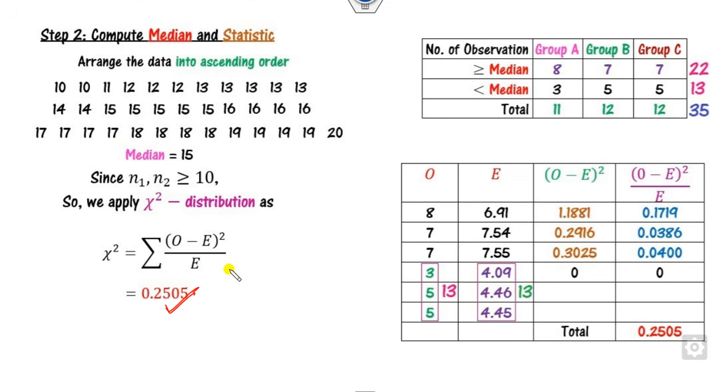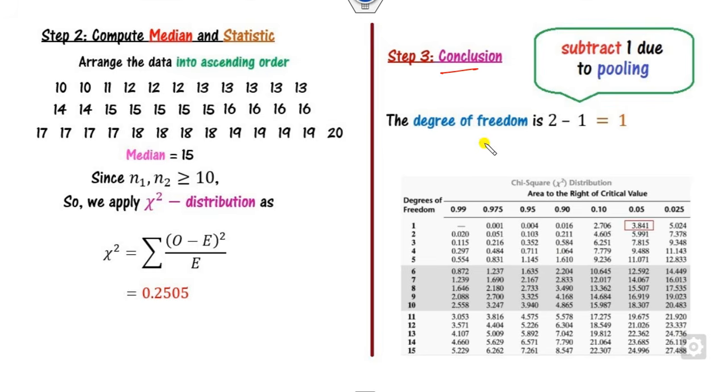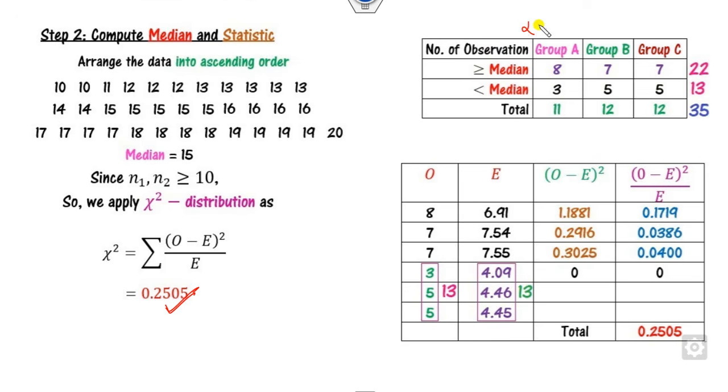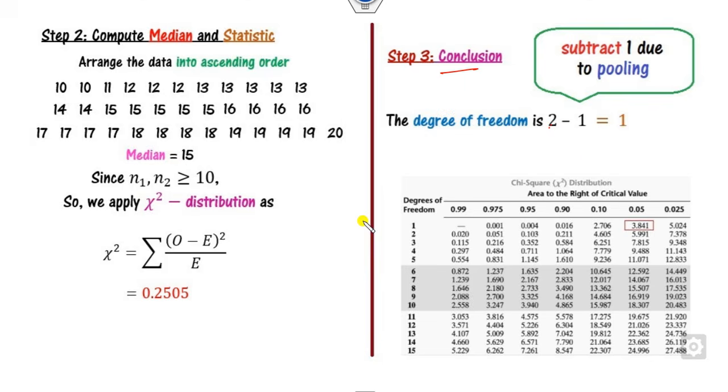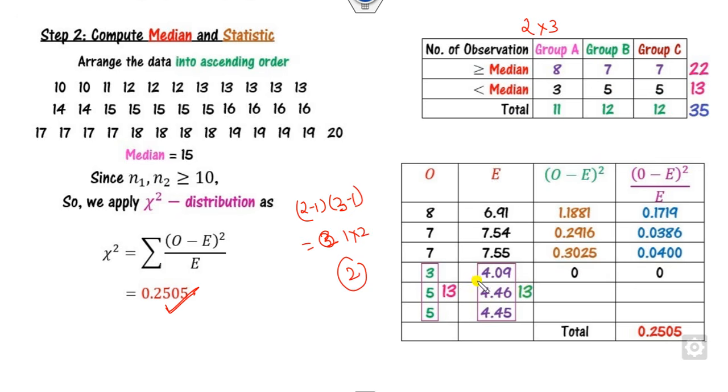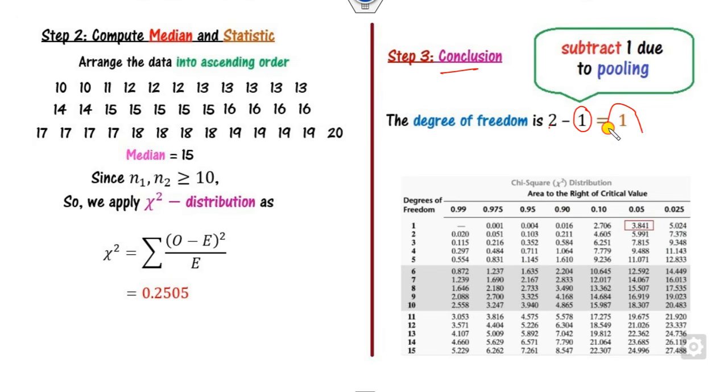Now this is my step number 2. Now you have to take the conclusion. The degree of freedom is 2 because we already computed the degree. This is a 2 cross 3 table, so the degree of freedom is 2 minus 1, 3 minus 1. That is 1 into 2, that is 2. But I have to subtract 1 due to the pooling. Why pooling? Because you have to use this addition. So the degree of freedom is 1.